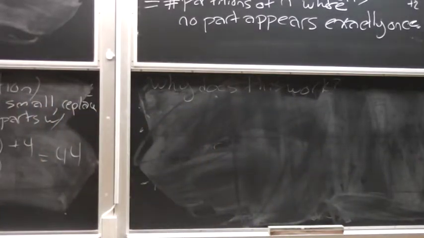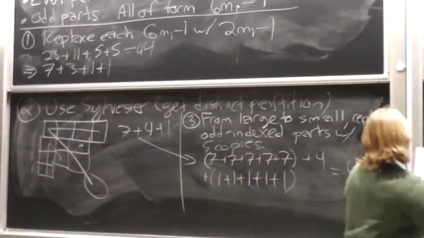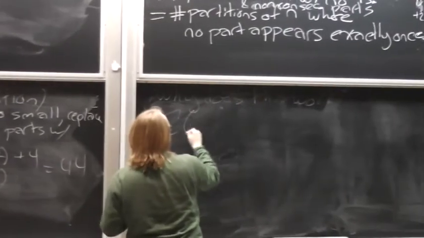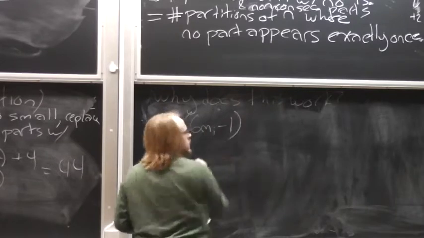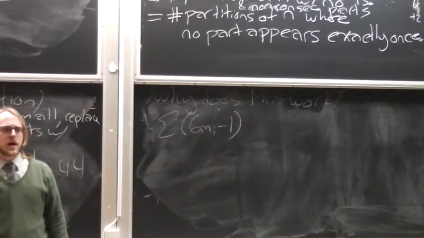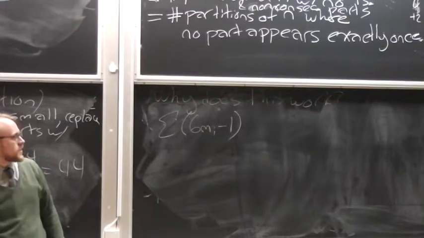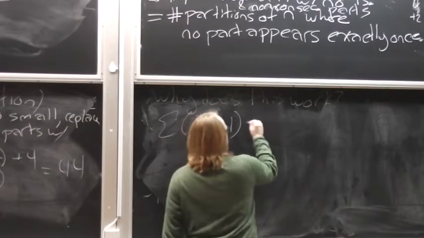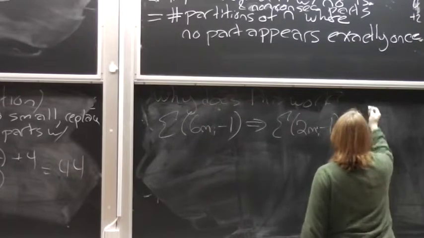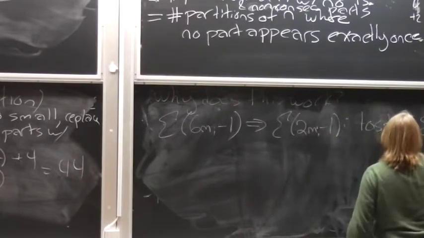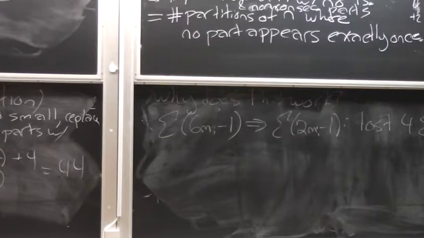Why does this work? Well, whenever we're going from 6m_i minus 1 to 2m_i minus 1, our original sum, in that case n is 44 here, can be written, ignoring the even part and stuff like that, as something that looks like 6m_i minus 1, we're going to the sum over 2m_i minus 1. So we lost 4 times the sum of the m_i's when we were doing this.